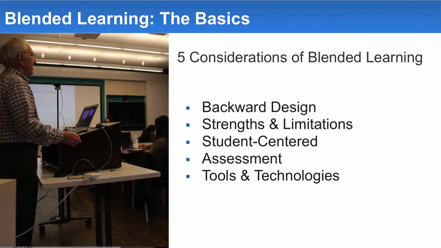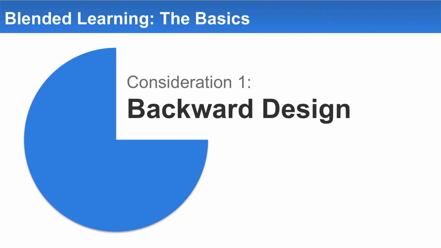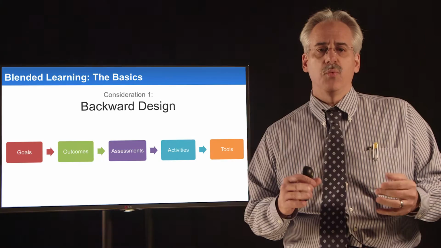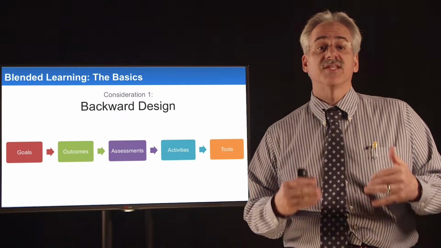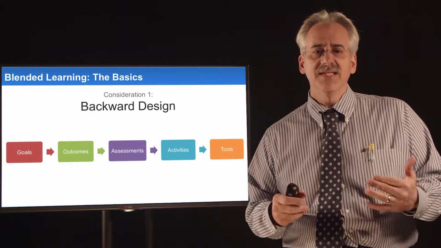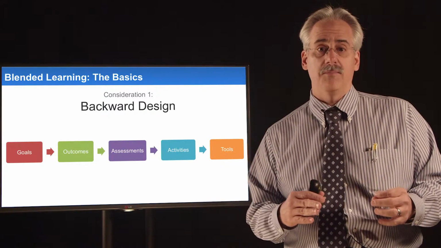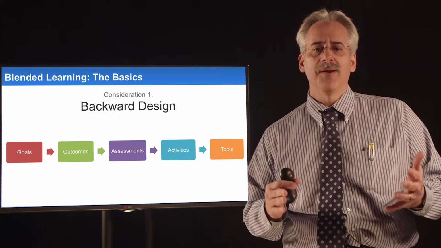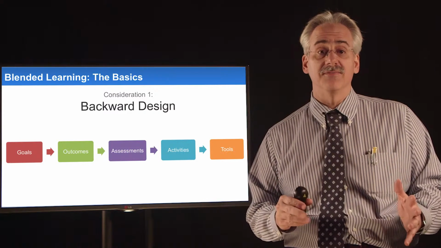Here are 5 considerations to think about when blending your classroom. Consideration number 1, backward design. What does that mean exactly? Well, you should always think about your goals and objectives first. What do you want your students to know? What do you want your students to be able to do? If we can start with your goals first, it becomes easier to envision what successful outcomes would be. With a successful outcome envisioned, it becomes easier to build assessments that can measure for that outcome. It then becomes easier to plan the activities for the class. Then lastly, we can think about what tools and technologies could be most effective.